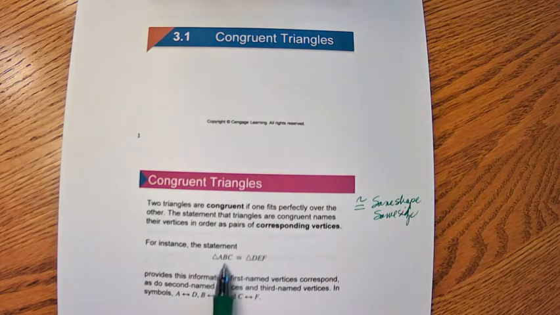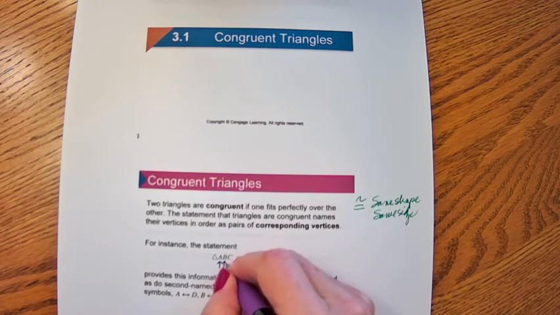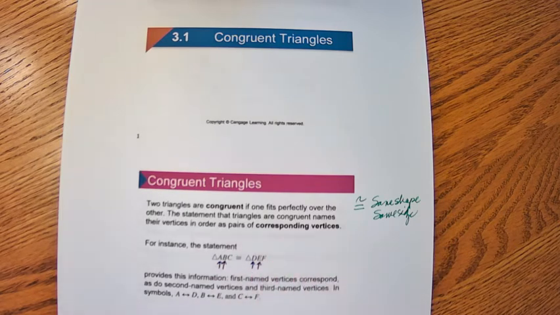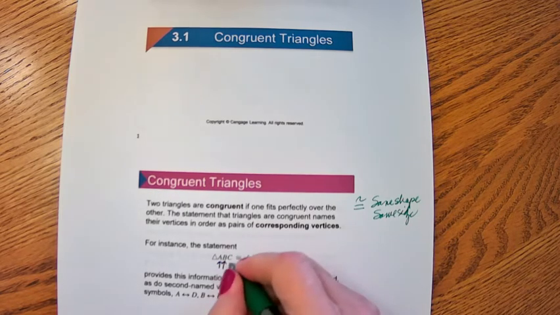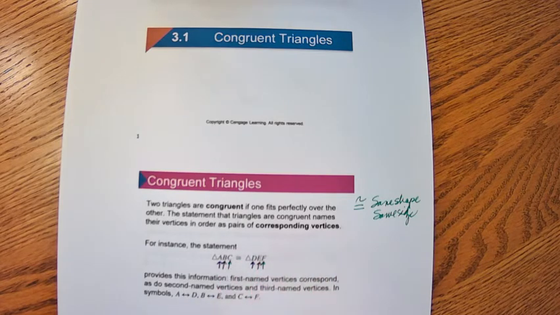And so here's our notation: triangle ABC is congruent with triangle DEF. The order in which the triangles are named in the congruent statement is very important. This means vertex A corresponds to vertex D. The second vertex listed means vertex B corresponds to vertex E. And the third vertex, vertex C, corresponds to vertex F. So the order is very important in the naming convention.